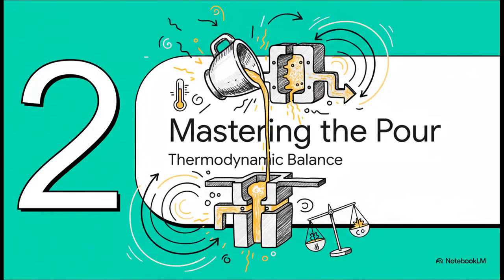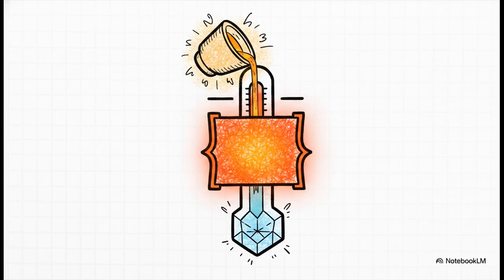Moving right along to Section 2, Mastering the Pour. This is where we set up that delicate thermodynamic balance. Once the gating system is prepped, we reach the main event. But first things first, we've got to talk about temperature, specifically this concept called superheat. Superheat is the temperature difference between the temperature at which the metal is poured and the melting point where freezing or solidification actually begins. Think of it as a thermal buffer. It represents the exact amount of thermal energy that has to be removed from that molten metal before it even starts to solidify. If your superheat calculation is off, the entire process fails before it even really begins.